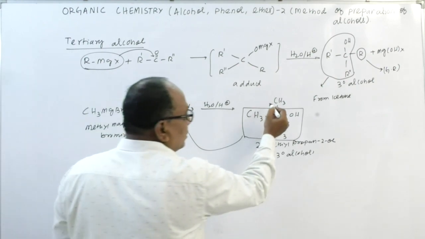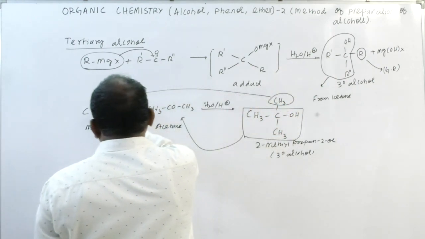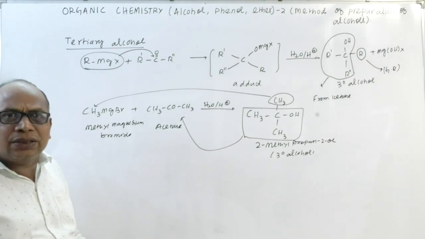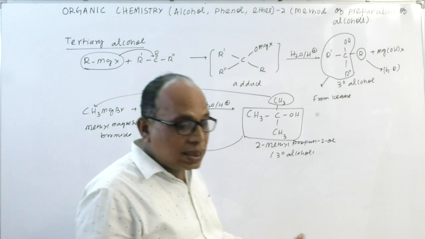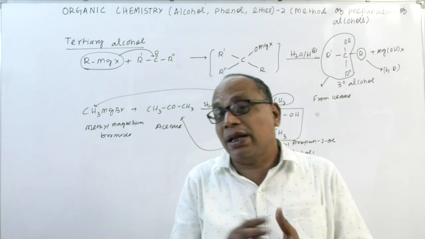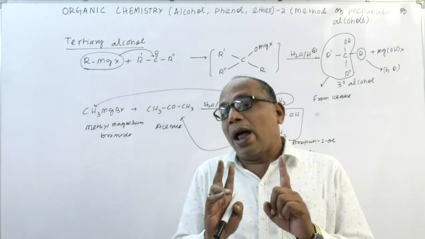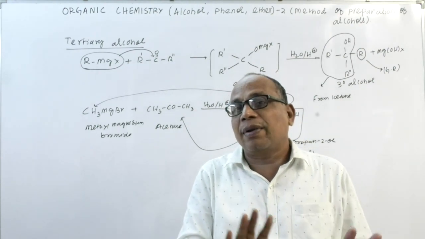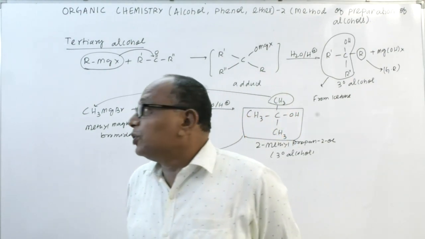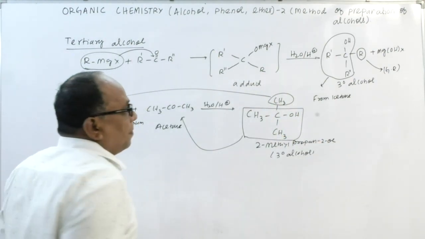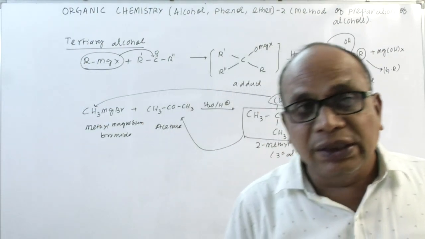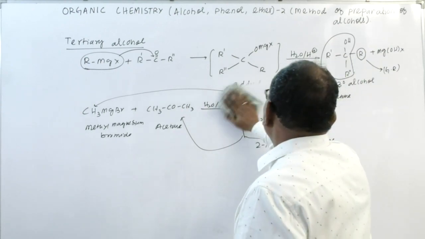And this part is from nitrogen. It is easy to write. It means the tertiary alcohol contains 3 alkyl groups, 2 alkyl groups from the ketone and 1 alkyl group from the Grignard reaction. Okay, students, these are the methods of preparation of primary, secondary and tertiary alcohol by using the Grignard reaction.